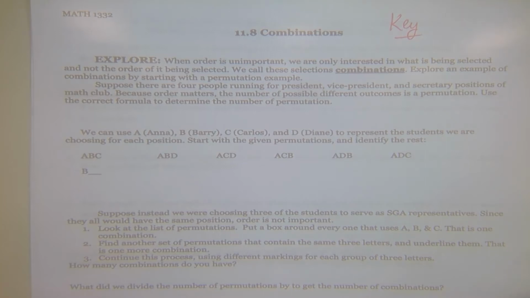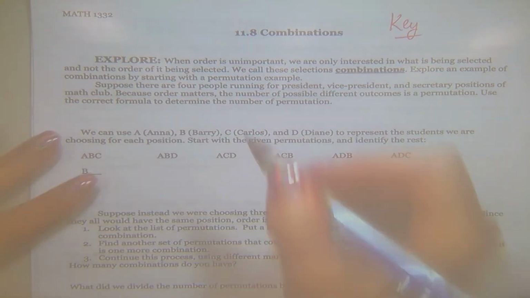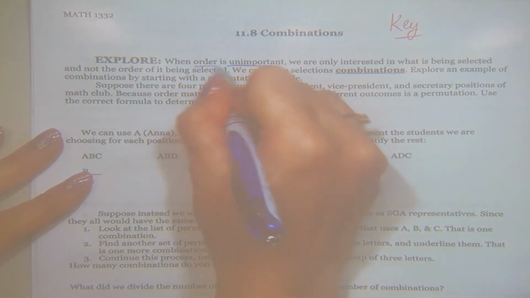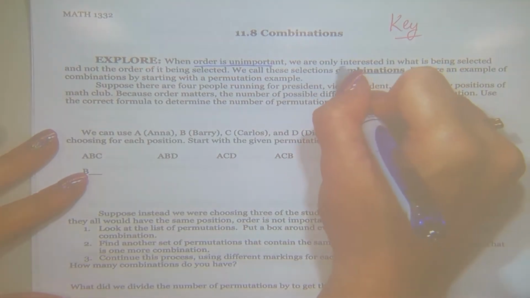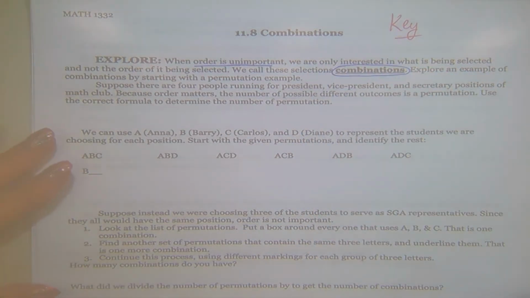Alright guys, now we're ready to talk about 11.8 combinations. So far in our probability section we've discussed our fundamental counting principle and we've discussed permutations. In permutations, order matters. But when order doesn't matter, and we're only interested in what's being selected, not the order, we call those selections combinations.